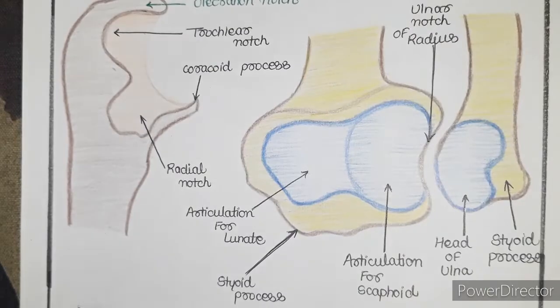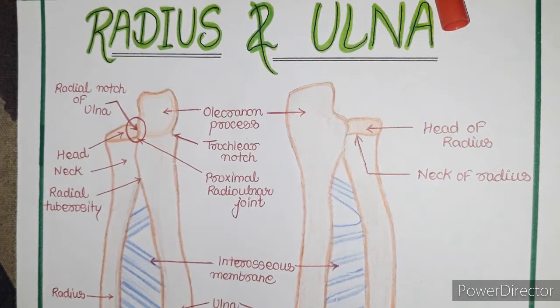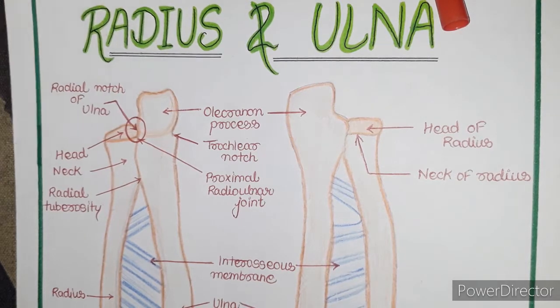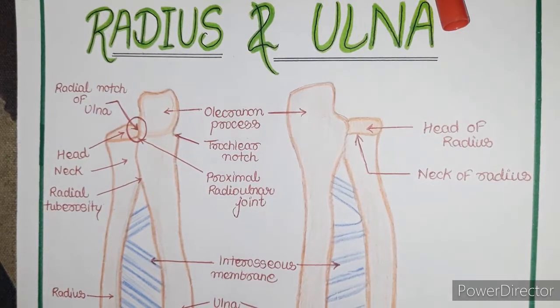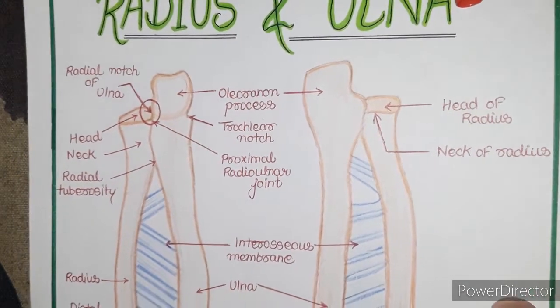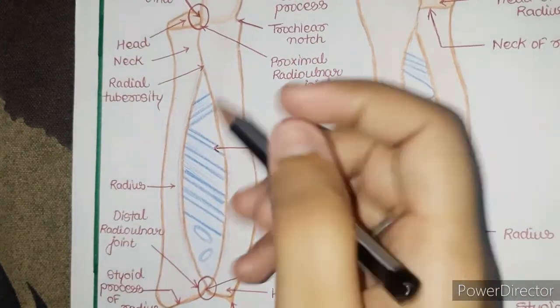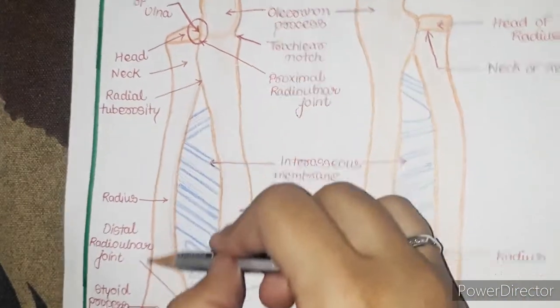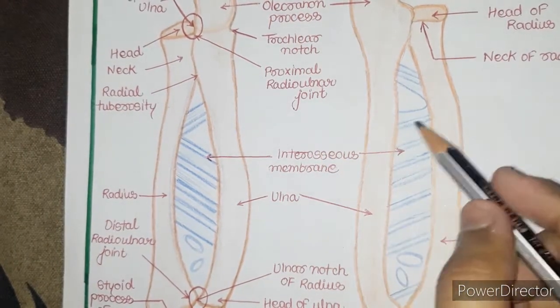Now, so this is the detailed diagram of radius and ulna. I am again going to repeat the main points of the radius and ulna bone. So be careful and be attentive here. Okay, so this is the radius bone, and this is the ulna bone. This is the anterior view, and this is the posterior view. We will see it later.